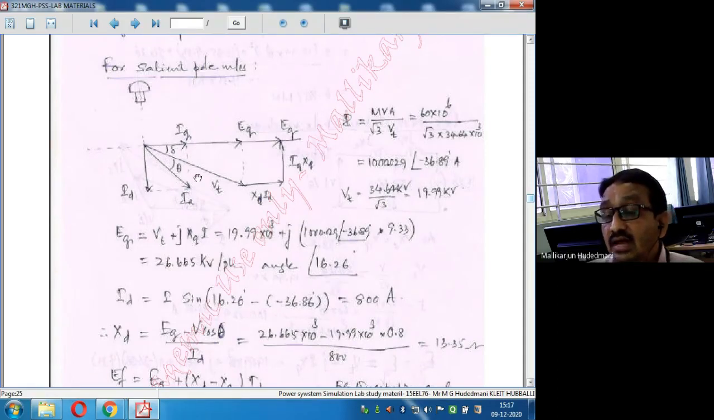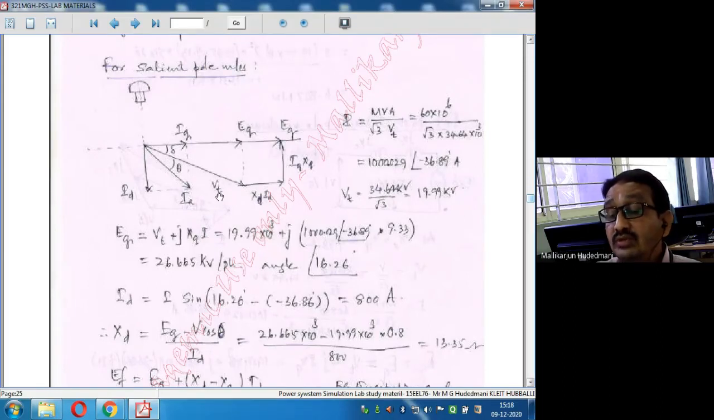Next, at the tip of the vector Vt, just see a vector added here, Xd into Id. It is the drop in the reactance Xd with the current Id. This Vt is called the terminal voltage of the generator. What is the internal voltage of that? We call it the excitation EMF. So that voltage is definitely more than this.